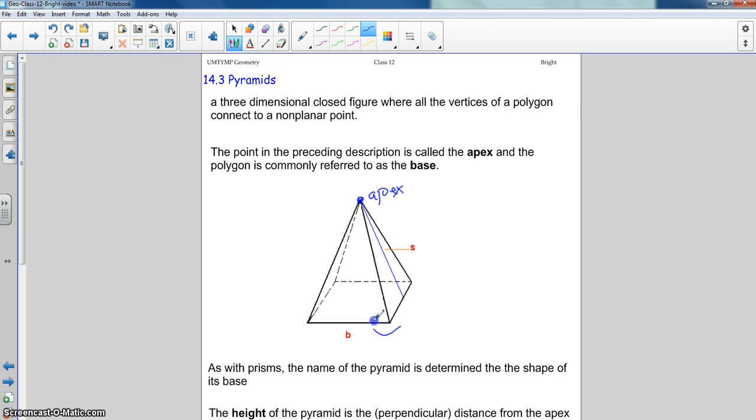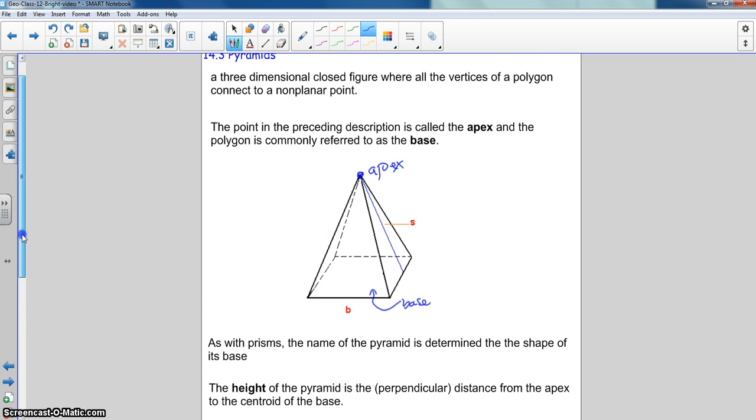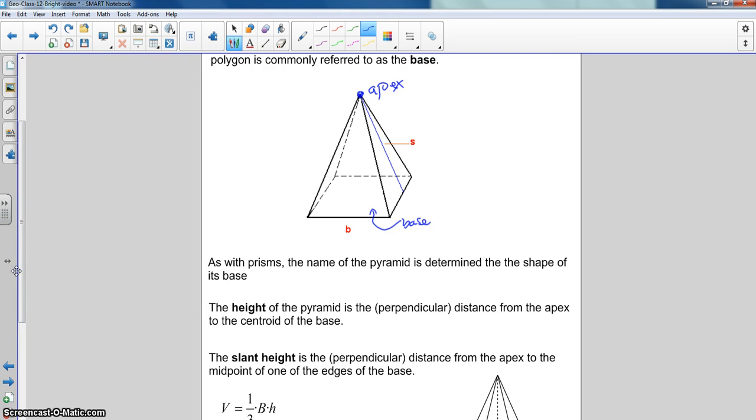So this polygon here is called the base, and all the other sides of the pyramid we just refer to as sides. When we name a pyramid, we always name it after the base. So if the base is a square, such as this one, at least I'm assuming it's a square, we would call this a square pyramid. And then we also talk about two other very important things in a pyramid.